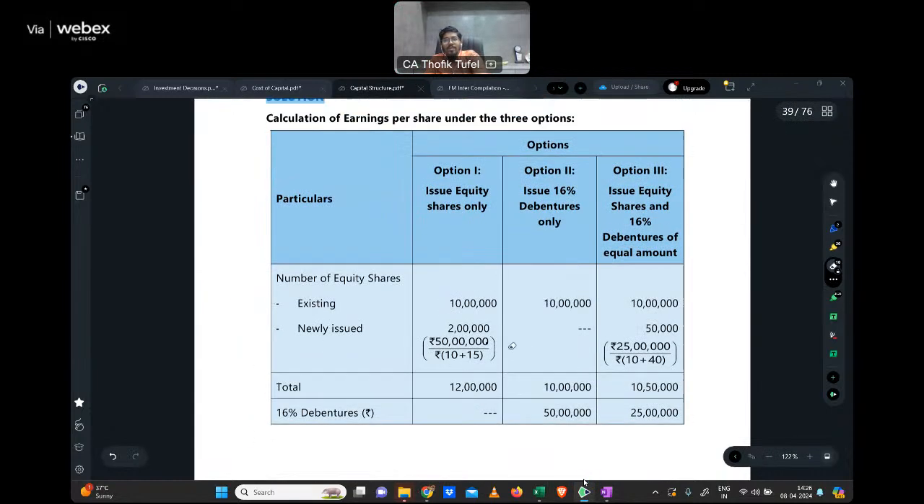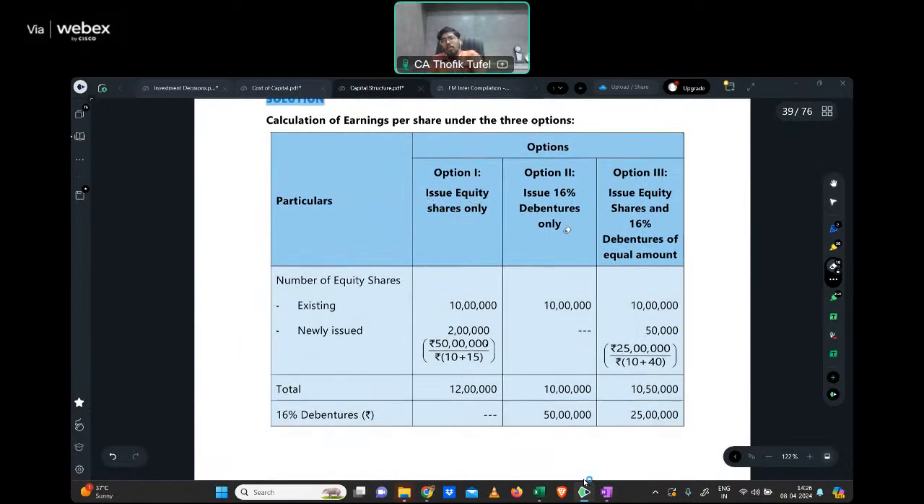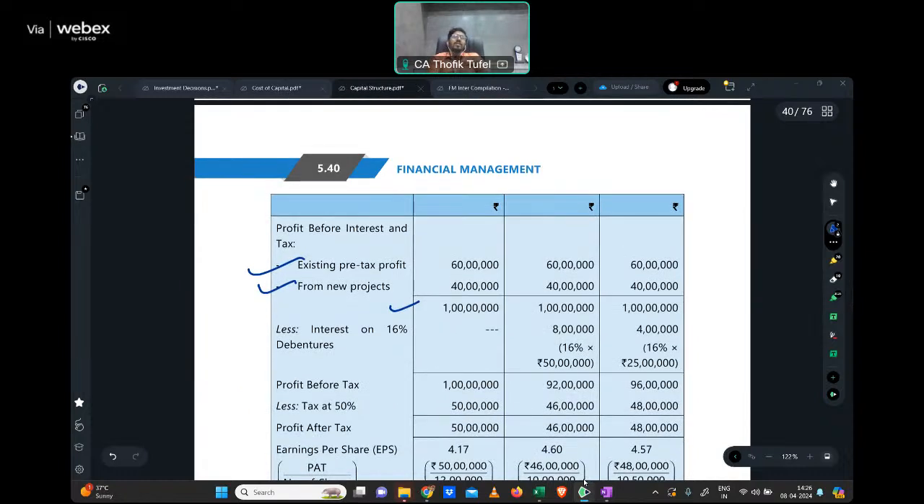So you have to write in the heading. Option 1, issue only equity shares. Option 2, issue only debentures. Option 3, 50% debentures, 50% equity. So this is for 50 lakh equity, this is for 50 lakh debt, and this is 25 lakh equity, 25 lakh debt. Okay, so those are the three options.